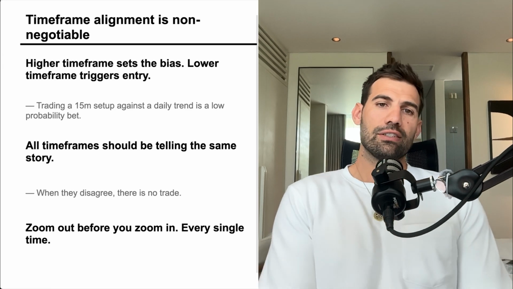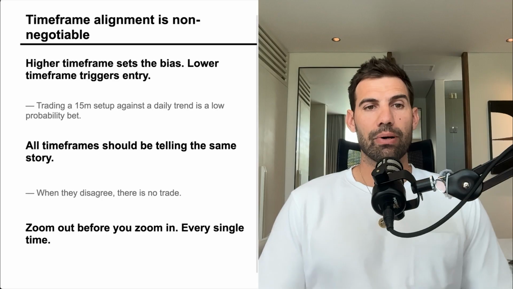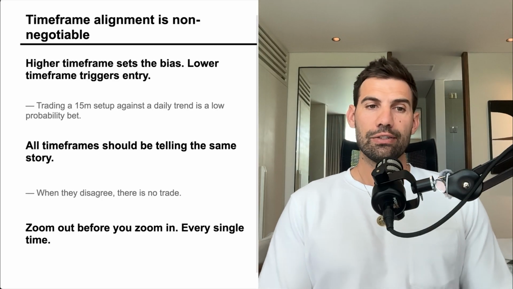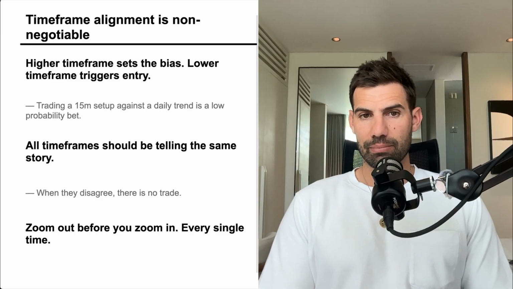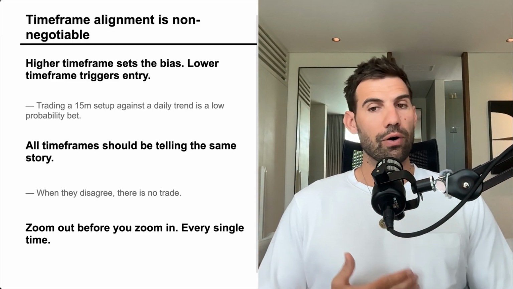Now, time frame alignment is non-negotiable. What does that mean? It means higher time frames set your bias and lower time frames trigger my entries. At least for me anyway, I'm a hybrid trader. So I wouldn't trade a 15-minute setup against the daily trend because for me, that's a low probability bet. I'm looking for A+ setups.